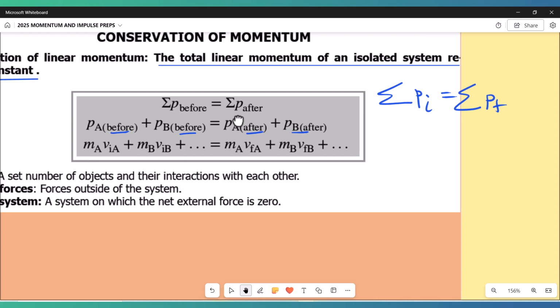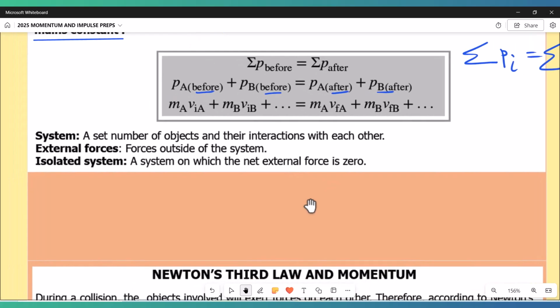Let us see how we apply this in our questions. But we have the terms to define here. What is a system? We mean a certain number of objects and their interactions with each other. What about external forces? The forces outside of the system. What about a system which is isolated? It's a system on which the net external force is 0.